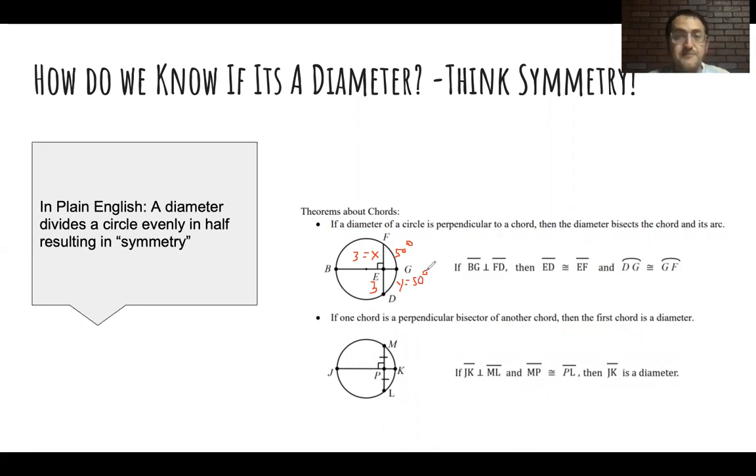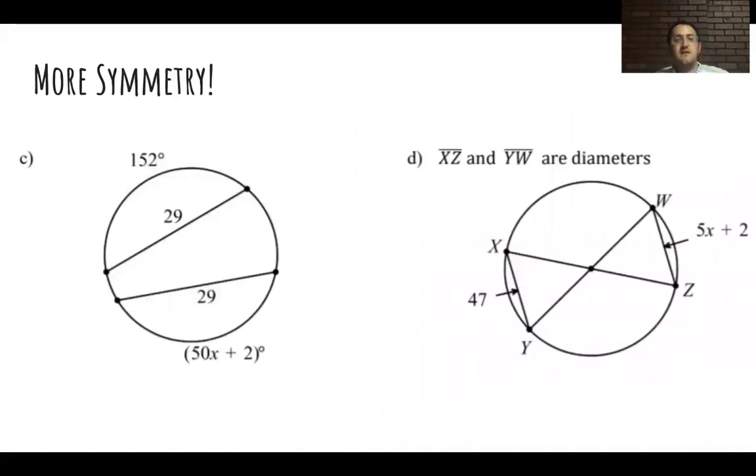But rather than memorizing the theorem, if you have a diameter or the mentioning of a diameter, it divides the circle exactly in half. So I think it is a lot wiser to just think about symmetry, meaning that what is true on one half must be true on the other half. We also have other instances of symmetry as well.